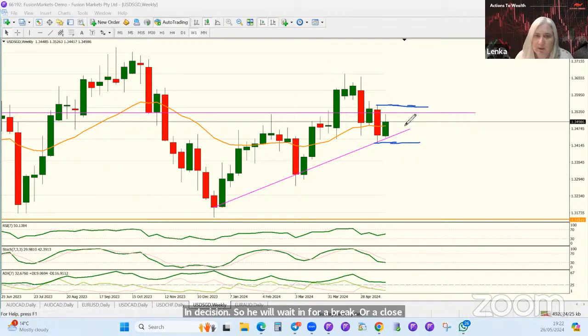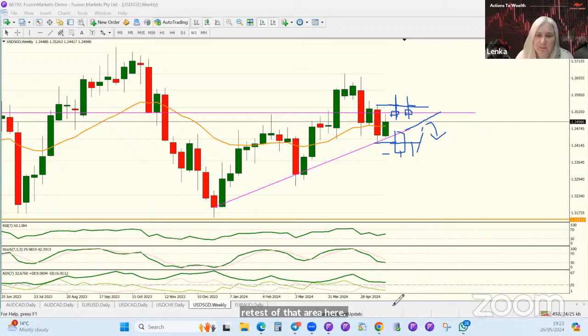What I would like to see, because I'm looking at US going short, is any bounce off the top of that range with a close underneath, and I would be looking for short opportunities. Otherwise, a close underneath here and a retest of that area here for short opportunities.